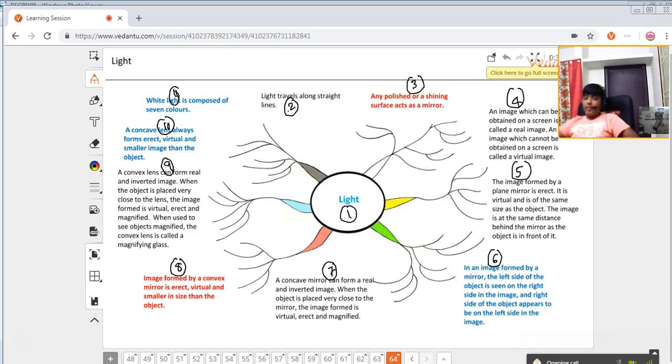And the last part of light is the dispersion of light. So basically, white light is composed of 7 colors, the colors that we see in a rainbow. So if you want an example, take a cardboard disc and paint it 7 colors, the colors of the rainbow.